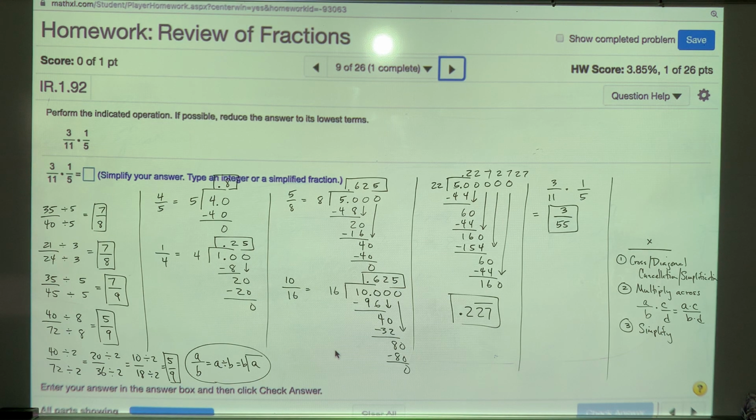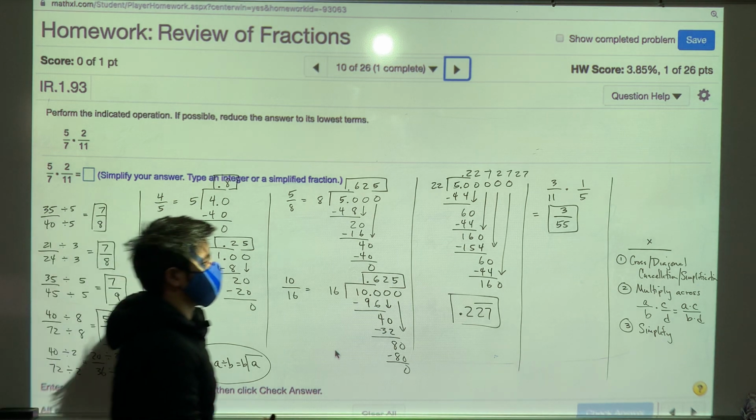Anybody have questions on their very first multiplication problem? Anything? Okay, number 10. 5 over 7 times 2 over 11.